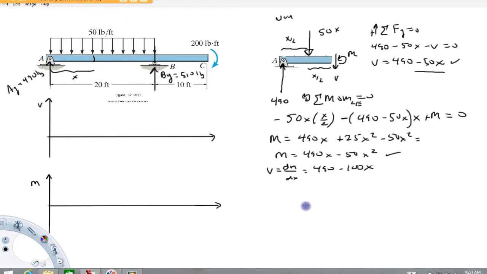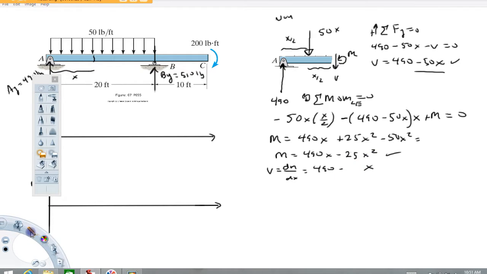Okay, and it didn't take me long to find it. I look right here: 25x squared minus 50x squared is minus 25x squared. So I'm going to go back and erase this right here. Minus 25x squared. And then when you differentiate that, you now get minus 50x, which matches our shear function perfectly.